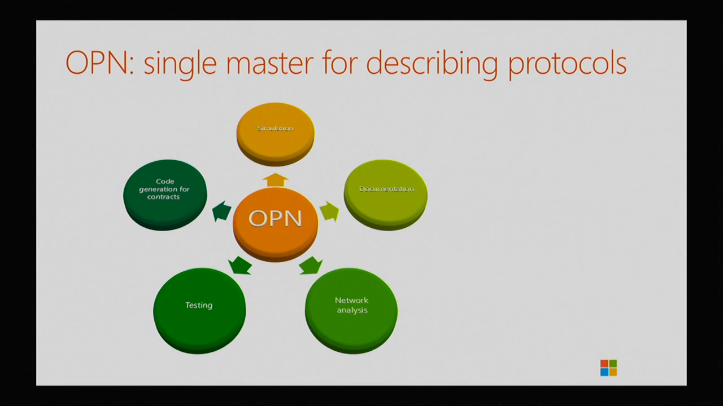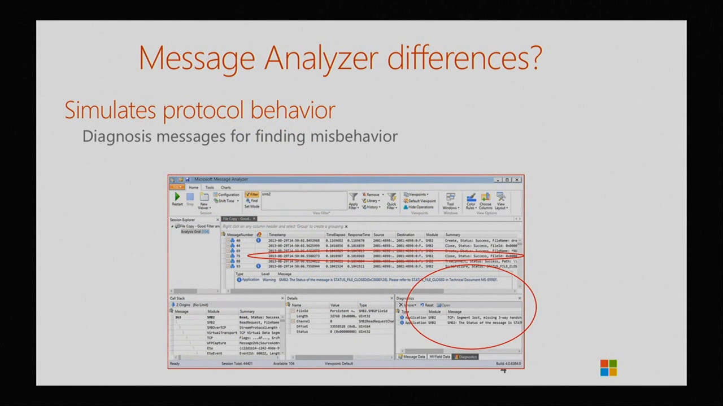And then the part that we're kind of going to talk about today is the network analysis part. So Message Analyzer can take the OPN and use that to decode the binary bits that flow across the wire, so you can understand the protocols. So that's just some of the history. And so Message Analyzer is this little circle down here. There's other things like test suites and other pieces that OPN helps us do.